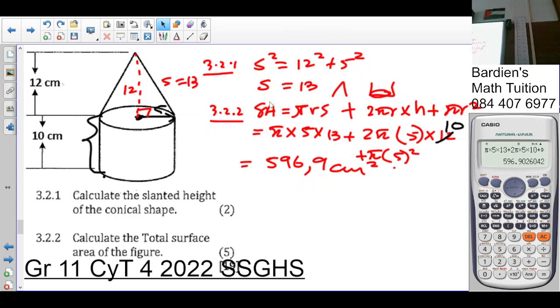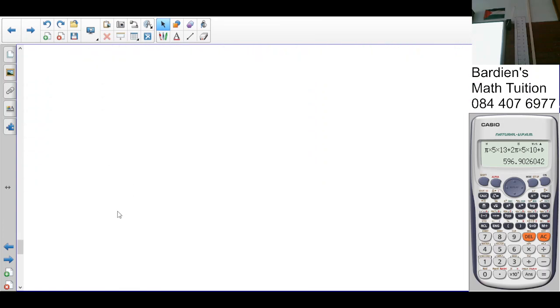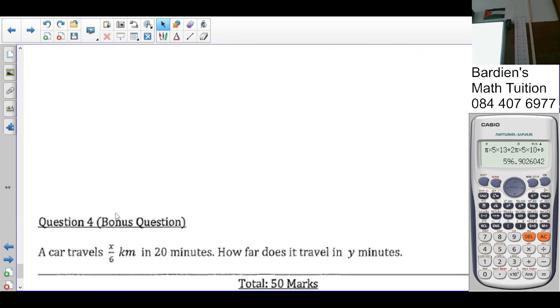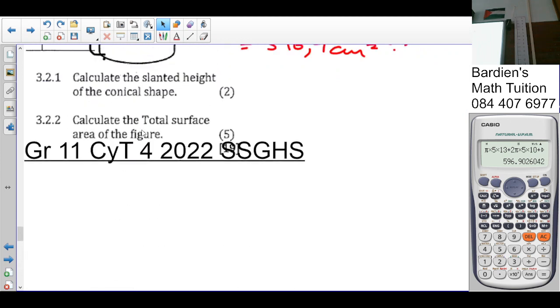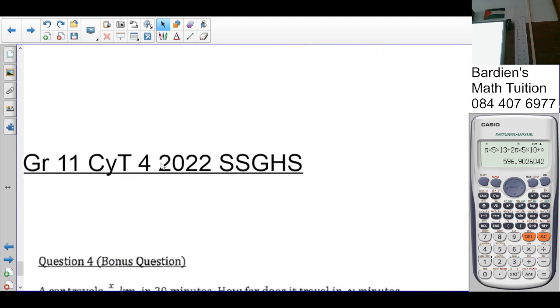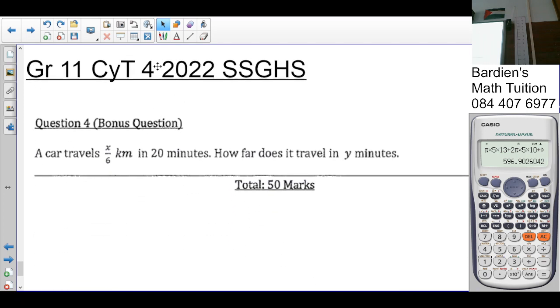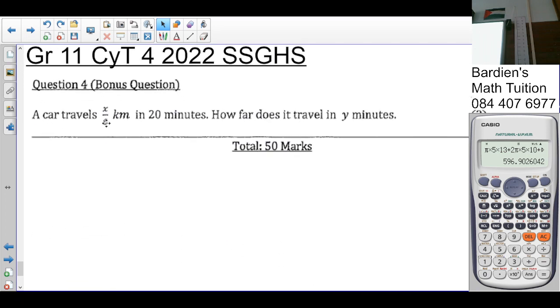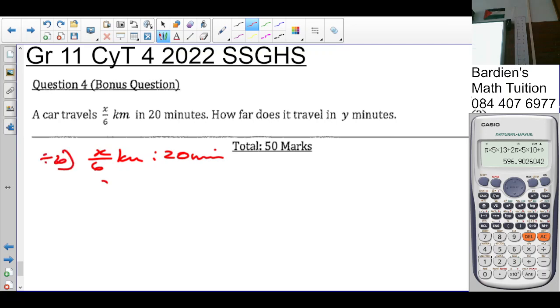The next question says, bonus question. So here we are told, I think you guys were exposed to this question already, and still you guys don't get it right. What's wrong with you people? A car travels x over 6 kilometers in 20 minutes. So I divide by 20. It goes x over 120 kilometers.